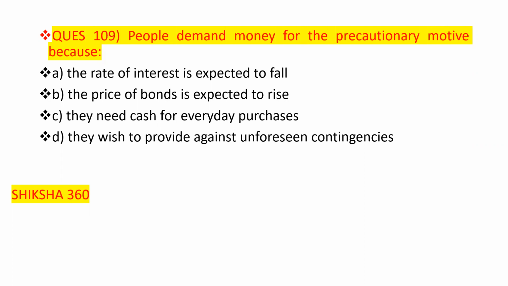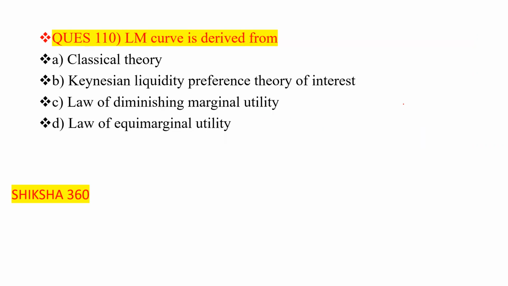People demand money for the precautionary motive because they wish to provide against unforeseen contingencies. So this one is the answer. Now move to the next question. Question number 110. Very easy question.